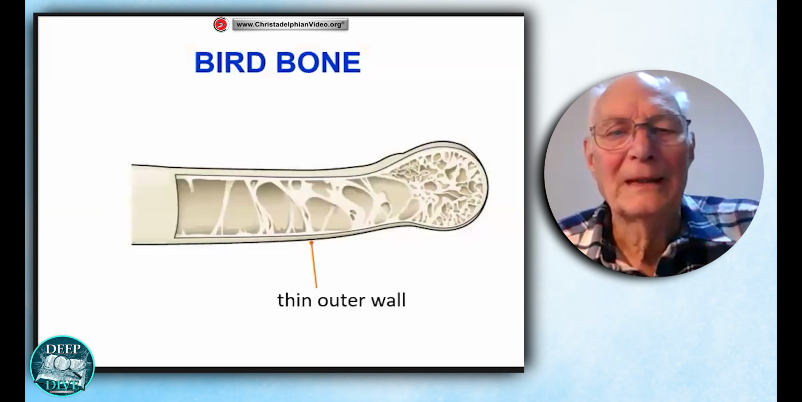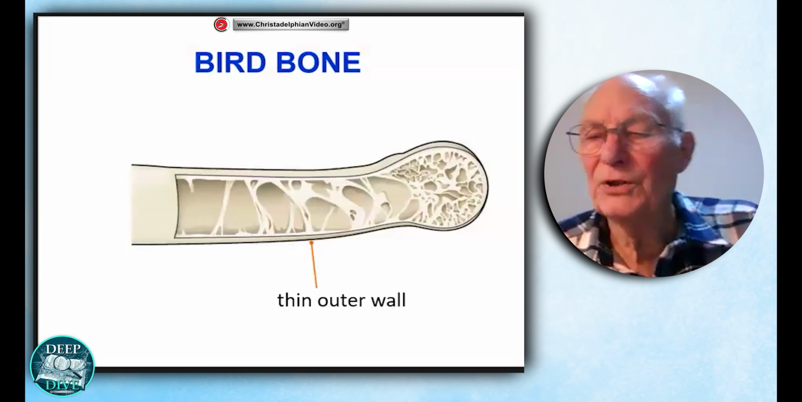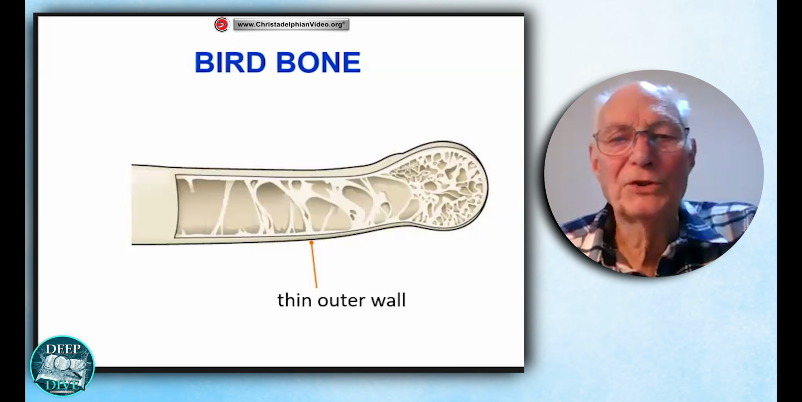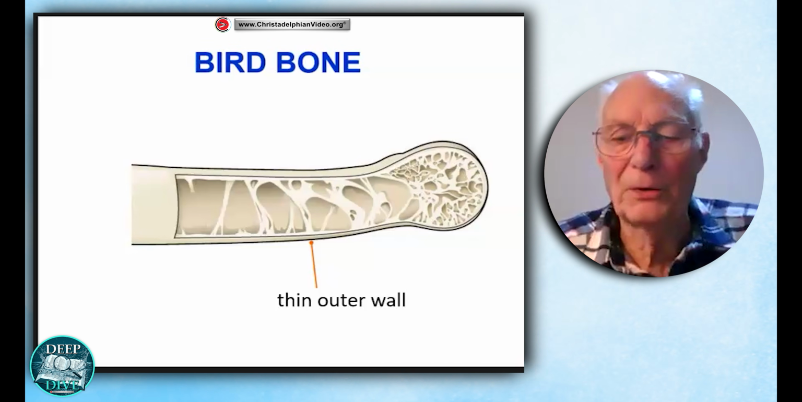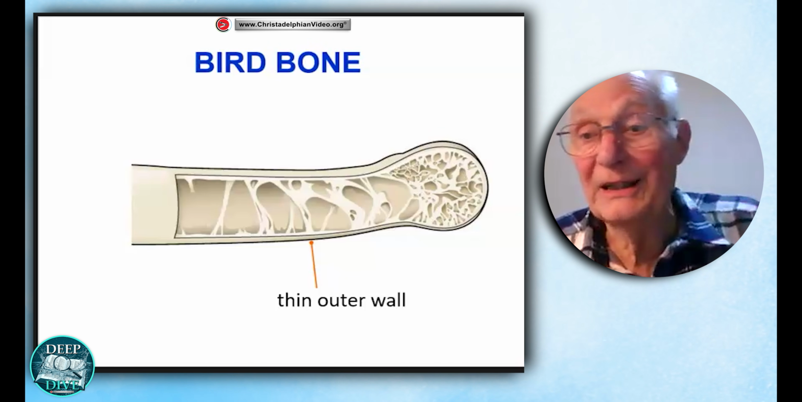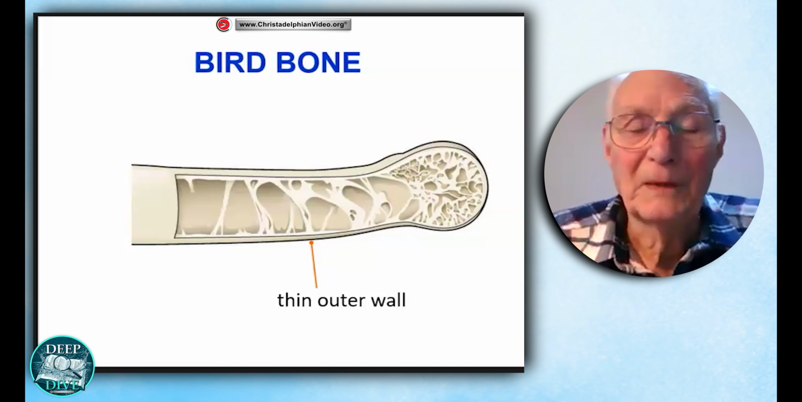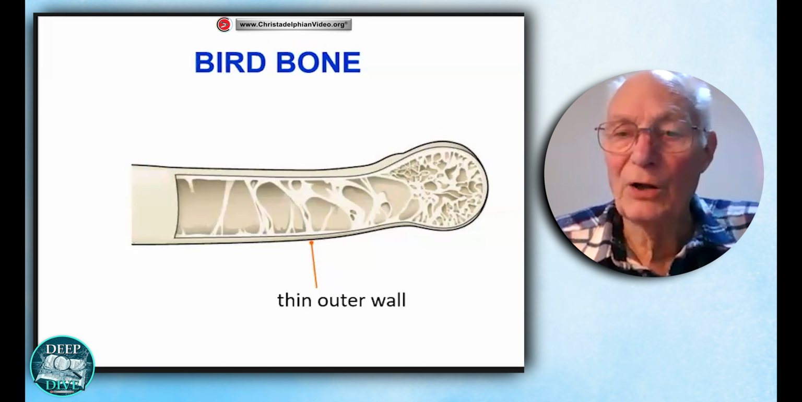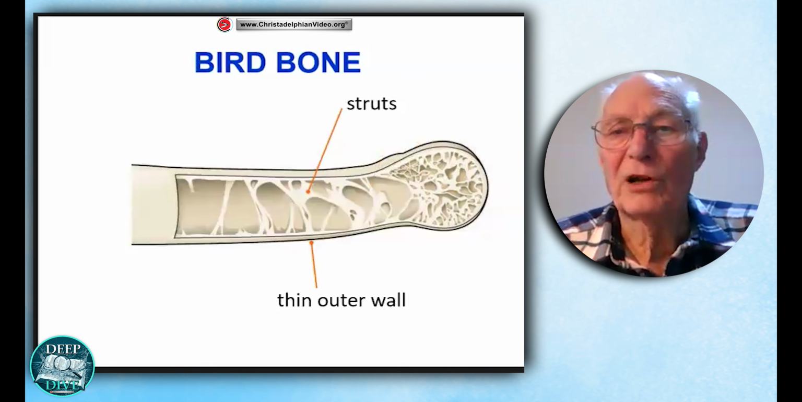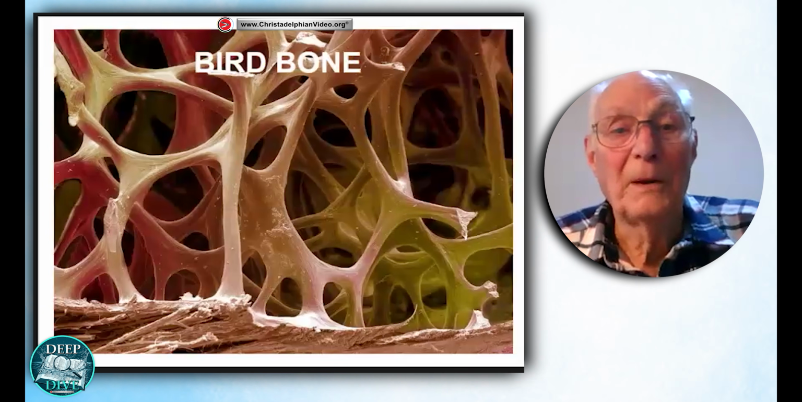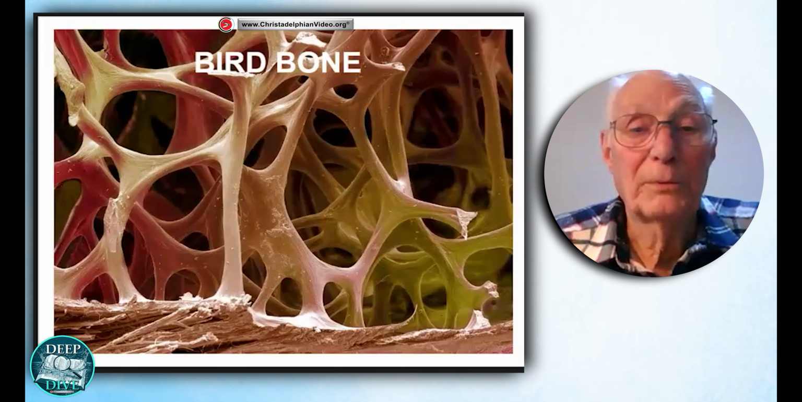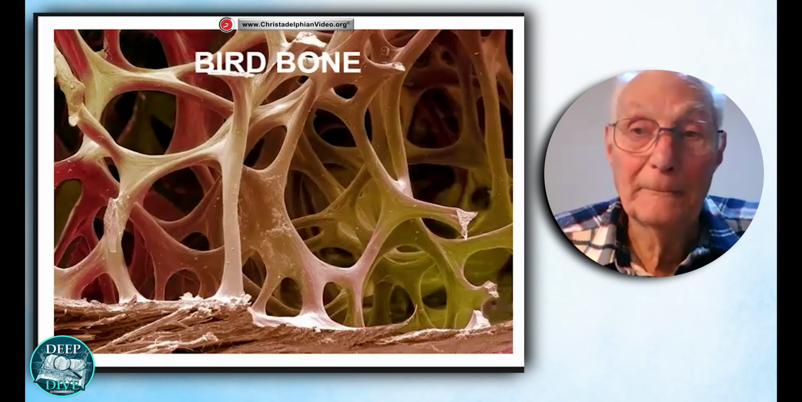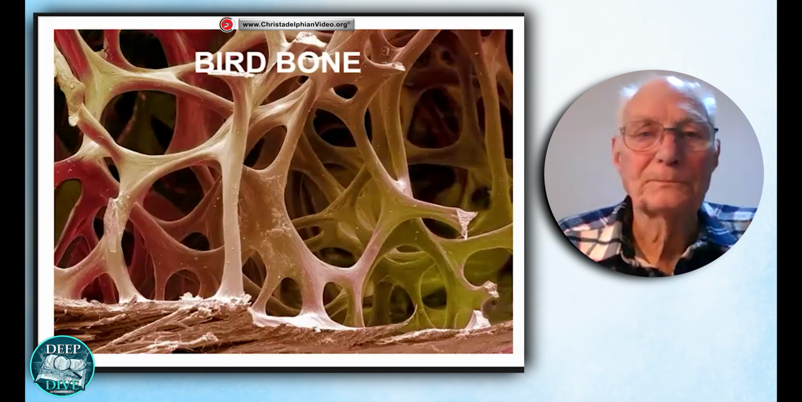Here's a picture. There's the outer wall of the bone, much thinner than ours. But you can see in the diagram these cross-struts that go across inside the bone, like the girders in a new building, which give you the strength to hold the roof up. So there's the struts. And if we look at the close-up, you can see them there better in that picture, a micro picture of the bird's bone. Okay, so very lightweight bones.